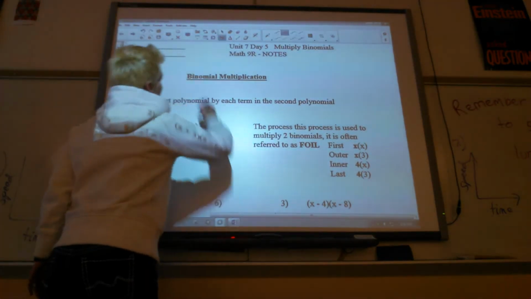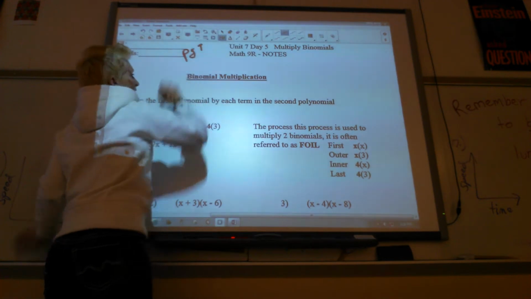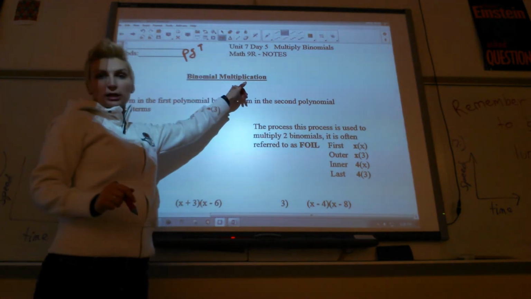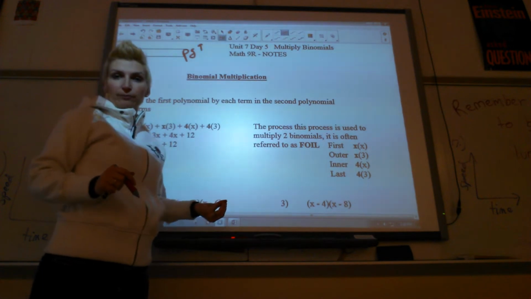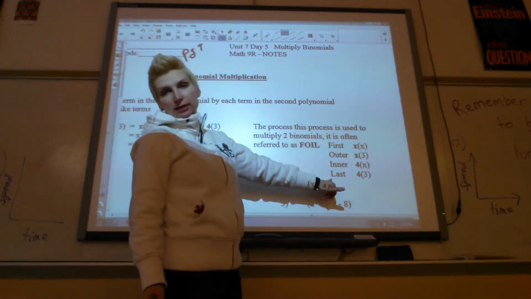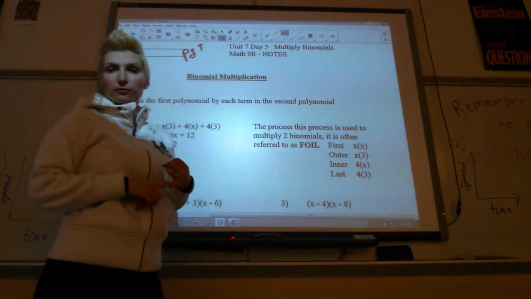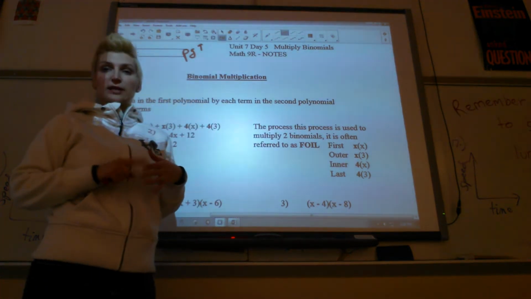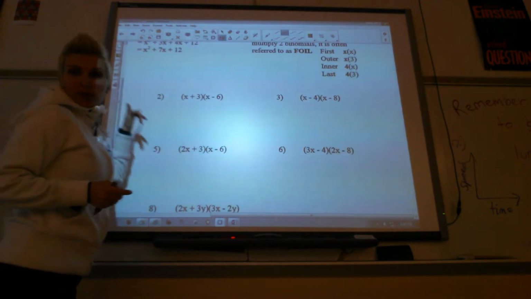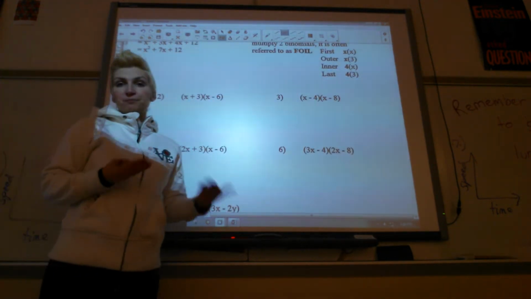So I am starting off on page 9 of your packet, binomial multiplication. Binomial multiplication is a binomial times a binomial. To remember it, we remember the word FOIL: first, outer, inner, last. And that's exactly what we do. We multiply the first terms, the outer terms, the inner terms, and then the last terms. So let's give it a shot. Some people call it double distribution.